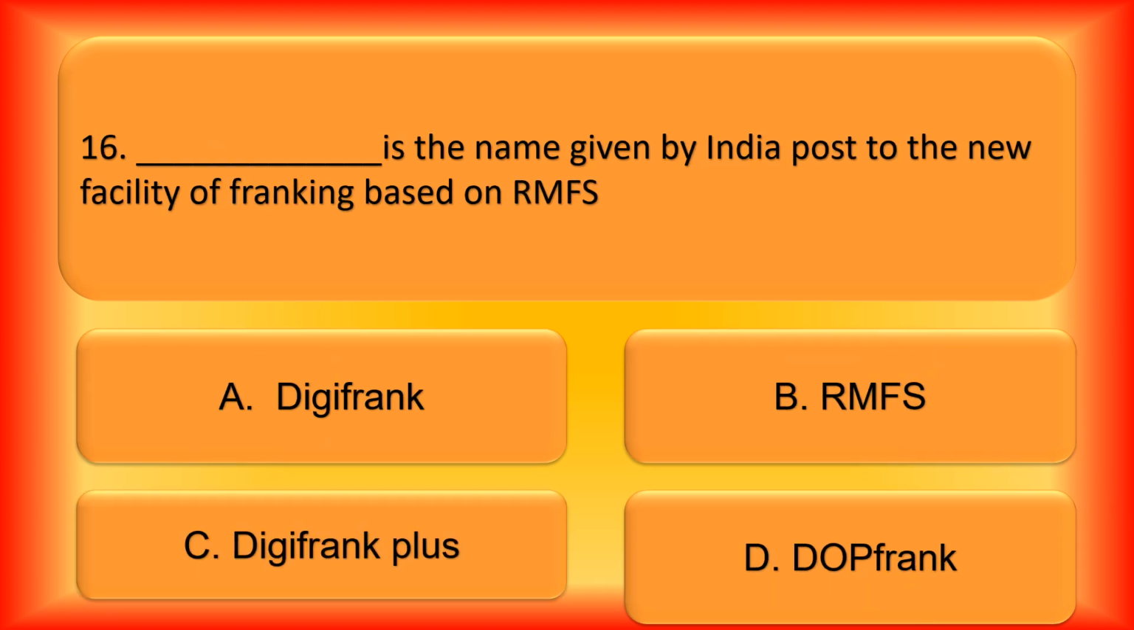Question number 16. Dash is the name given by India Post to the new facility of franking based on RMFS. Option A, DG Frank. Option B, RMFS. Option C, DG Frank Plus. Option D, DOP Frank. The correct answer is Option C, DG Frank Plus.